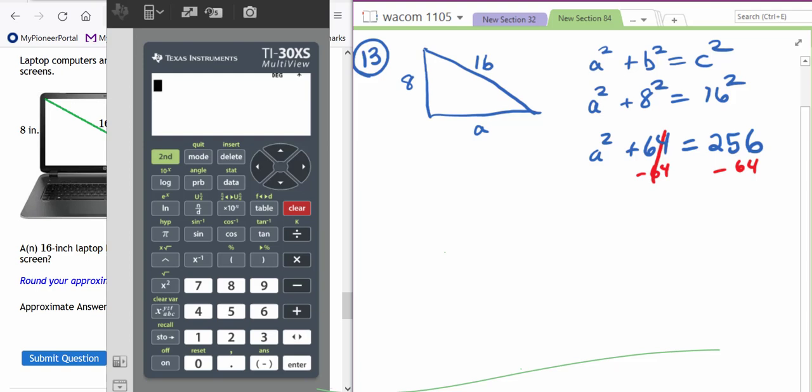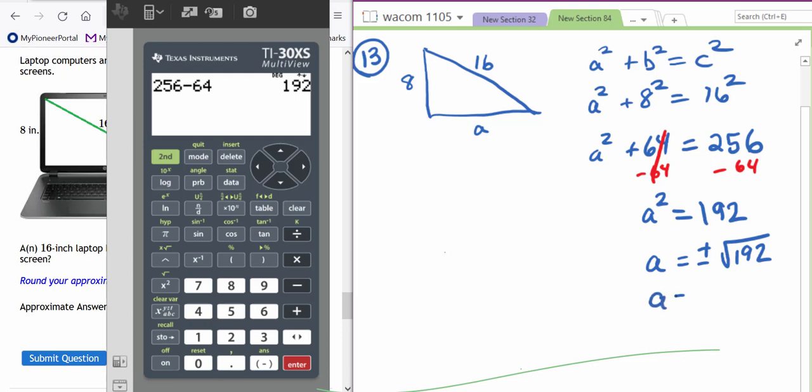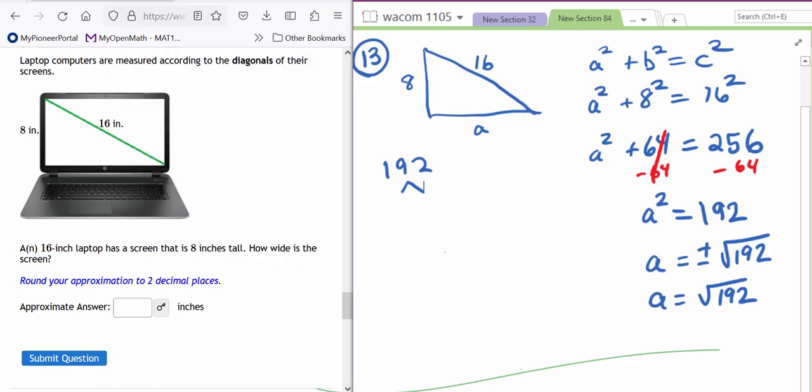And then when my a squared is isolated, I can take the square root. So a is going to be plus or minus square root of 192. Real world problem, we won't want the negative. So a equals square root of 192. Does 192 break down? Okay, we can try. So let's see how does it say for the answer? All right, it wants an approximate answer, so we don't have to break it down.